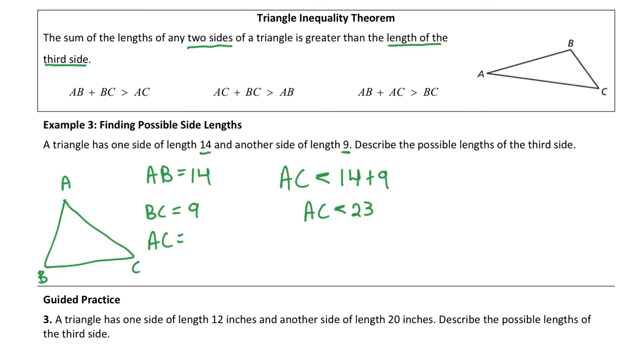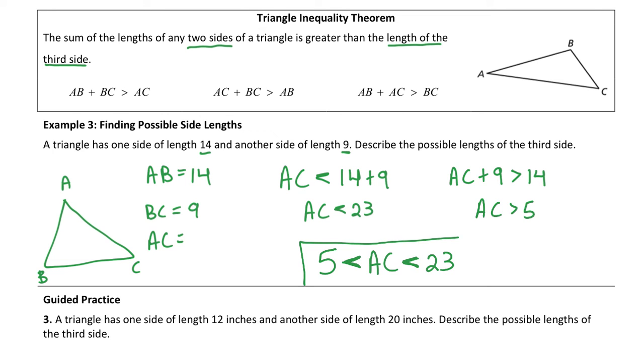that AC plus 9 would have to be greater than 14, because the sum of any two sides has to be greater than the length of the longest side. So AC would have to be greater than 5. Okay? So our possibilities for AC, and this is how we write this inequality, it has to be greater than 5 and less than 23.